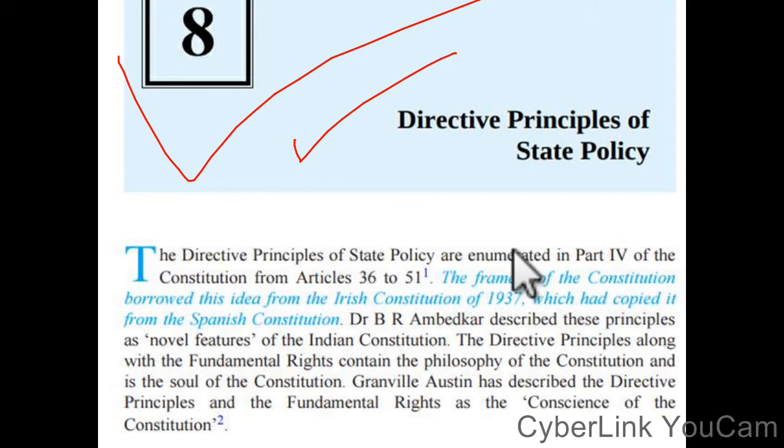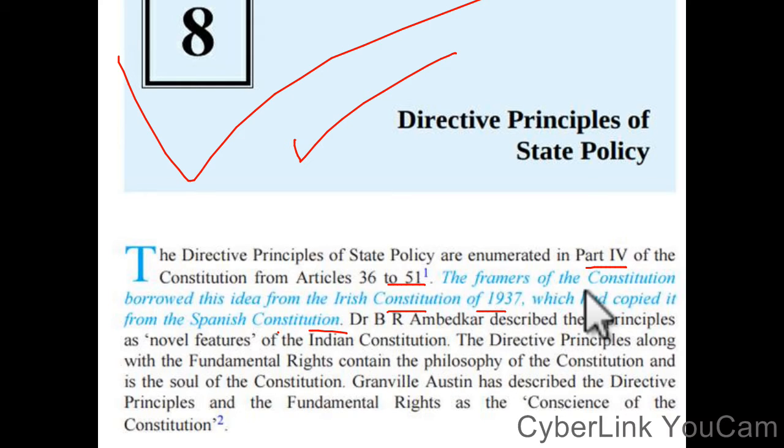The Directive Principles of State Policy are enumerated in Part 4 of the Constitution from Article 36 to 51. The framers of the Constitution borrowed the idea from the Irish Constitution of 1937, which had copied it from the Spanish Constitution.